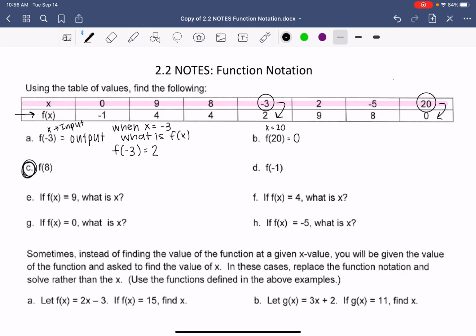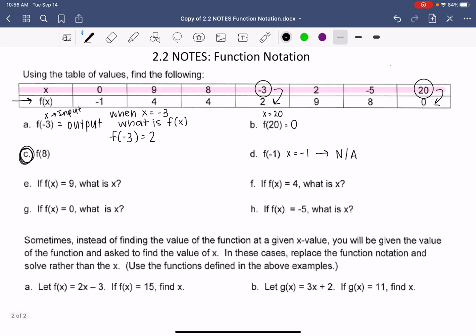D says f of -1. Okay, so that means when x equals -1, but is there a -1 on this table? No, okay. So our answer is in A because there is no -1, okay? All right, here's the kicker. Here's the little switcheroo right here, okay?